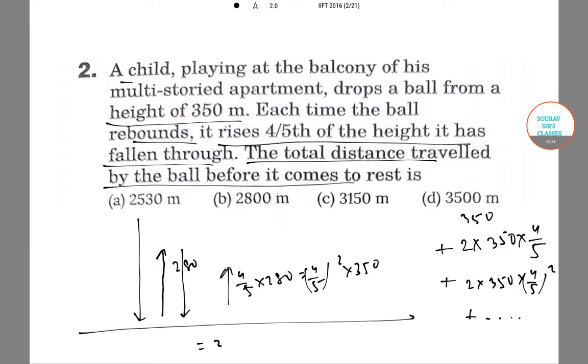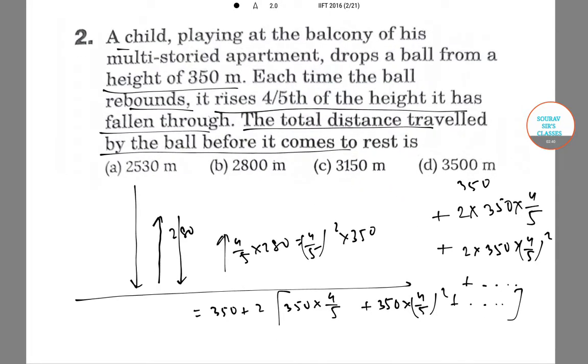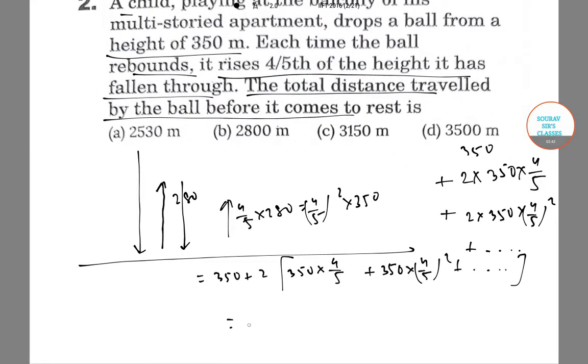So this becomes 350 plus 2 whole into [350 into 4 by 5 plus 350 into (4 by 5) squared, and so on]. Now this is an infinite GP series with the first term as 350 into 4 by 5, and common ratio r is equal to 4 by 5.